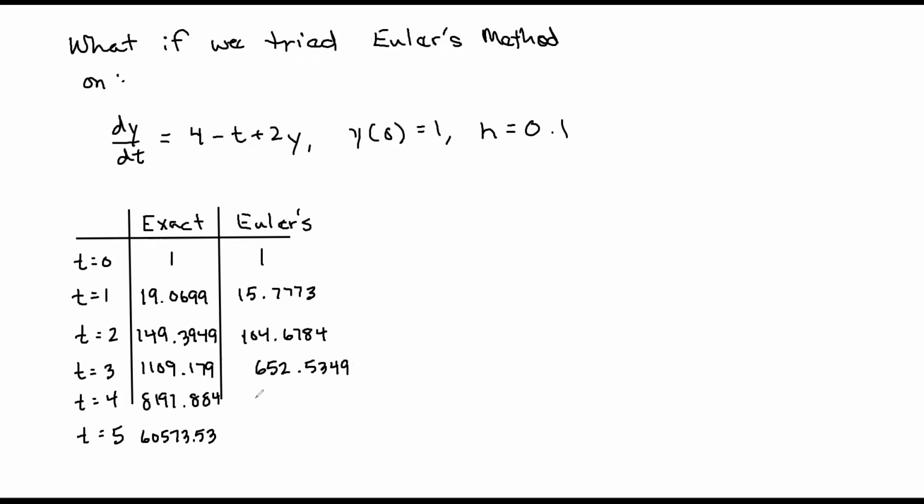We get 44,042.122, and we get 25,026.95. And so error-wise, you can see we start off with a fair amount of error, even by t equals 1. I mean, this is almost 4 units, well, 3 and change units on 15. So what's that, like 20%?